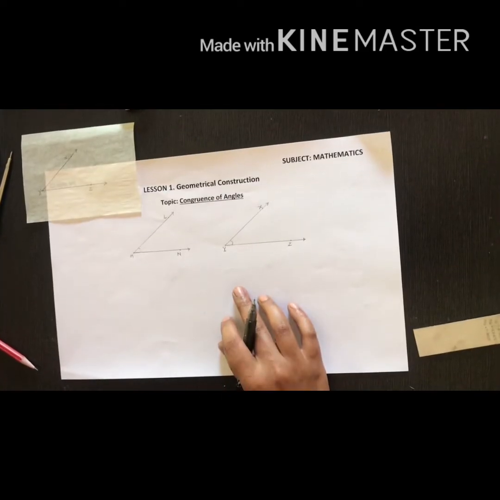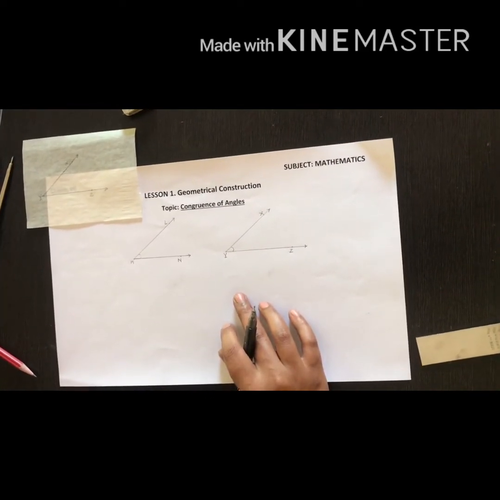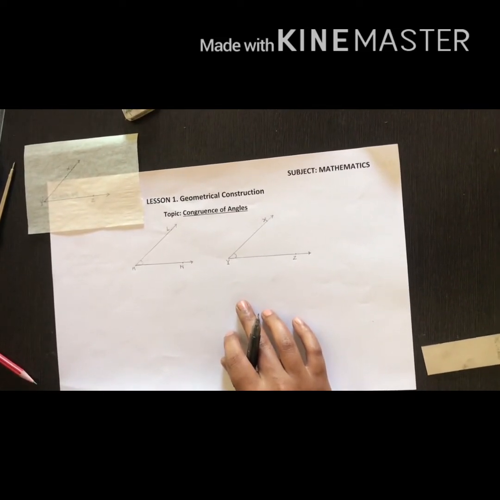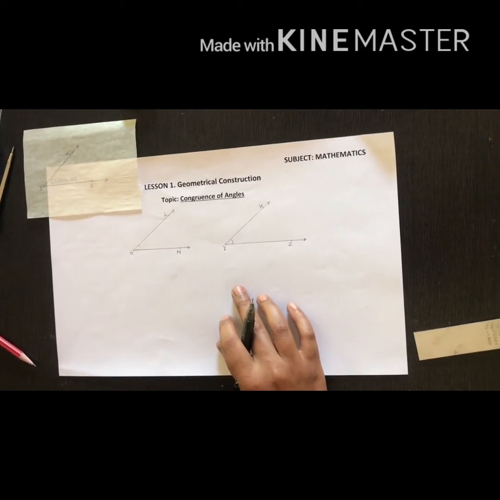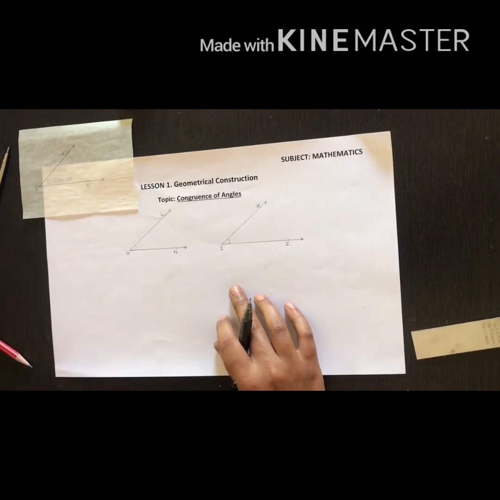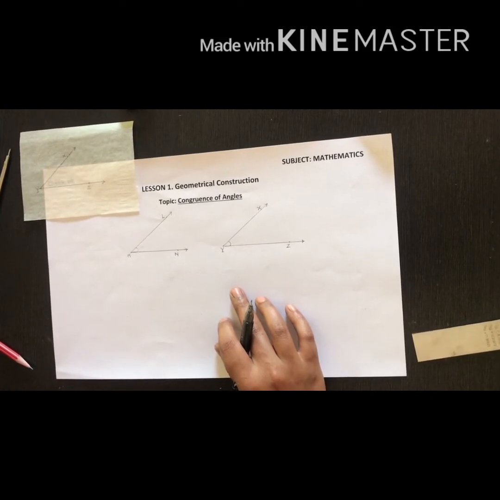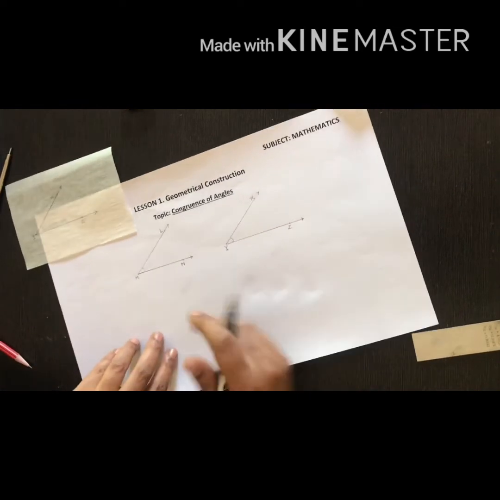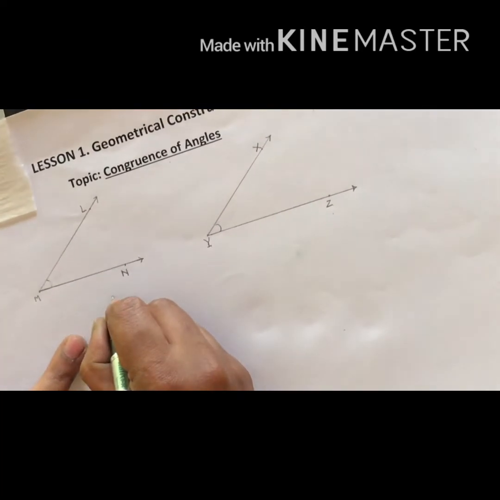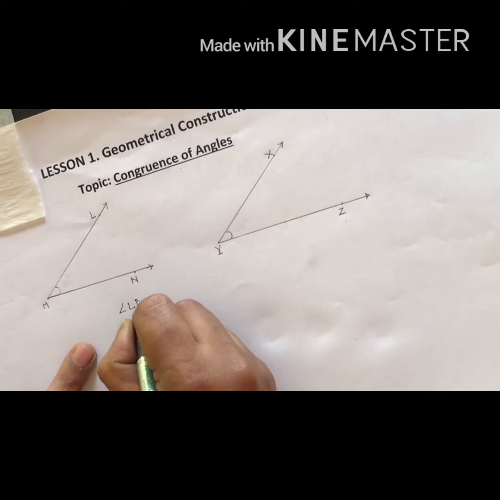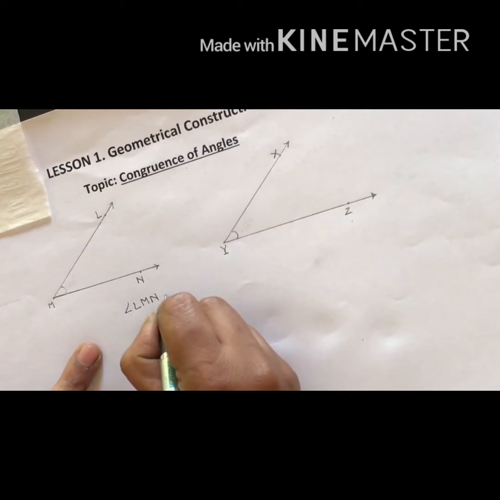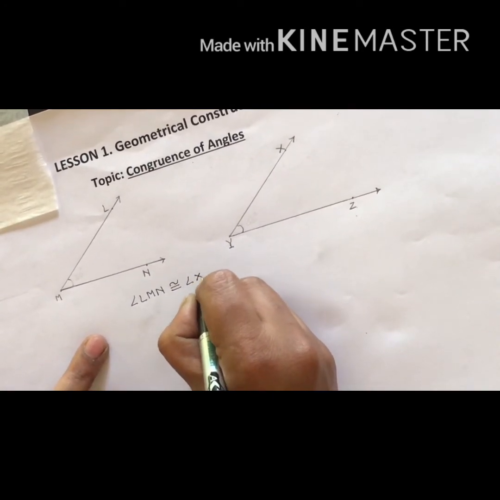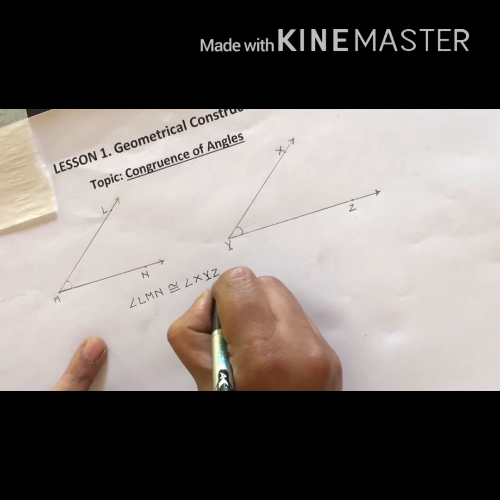So from this activity we come to know that angles of equal measure are congruent. The congruence of angles does not depend on the length of their arms. It depends on the measures of those angles. That angle LMN is congruent with angle XYZ is written as angle LMN congruent angle XYZ.